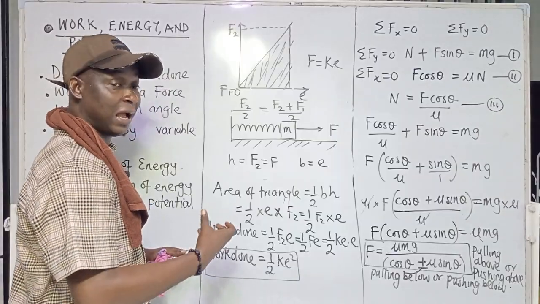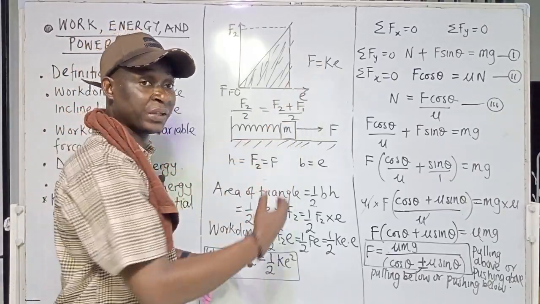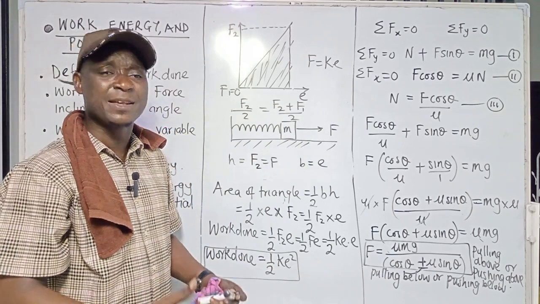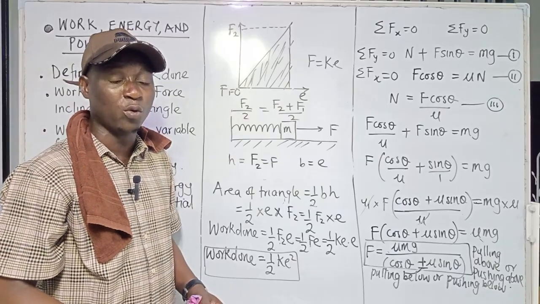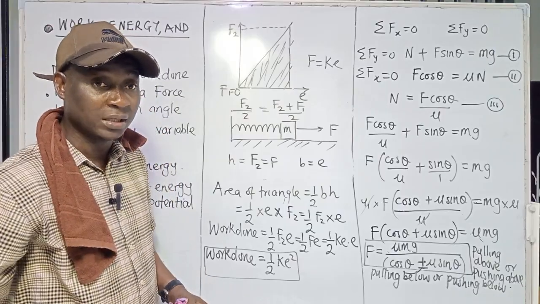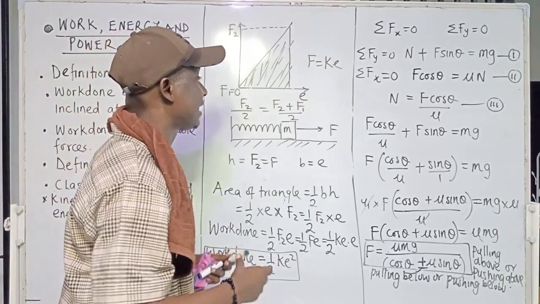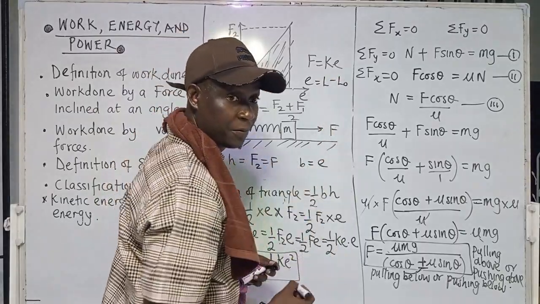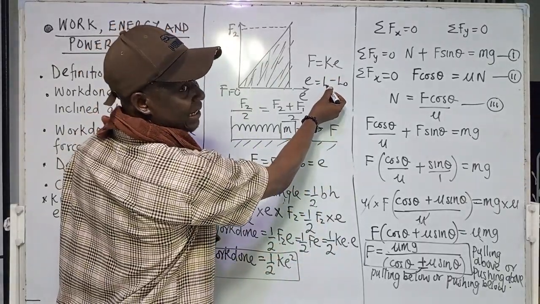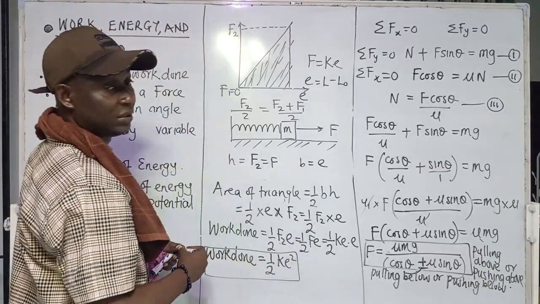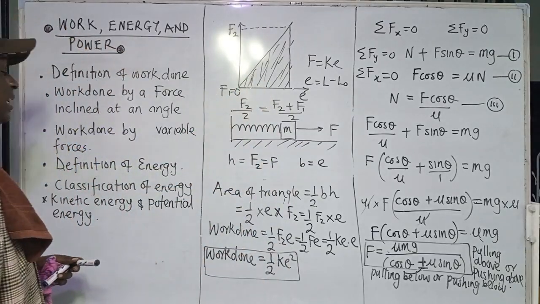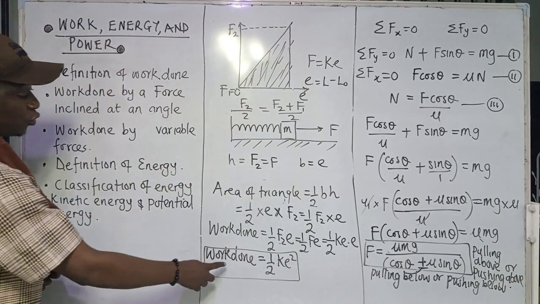Now, this is Hooke's law. He said the force applied to an elastic material is directly proportional to the extension, provided the elastic limit is not exceeded. What is extension? L minus L naught, that is, final length minus original length. So that one is done. Let's move on. Take note of this.